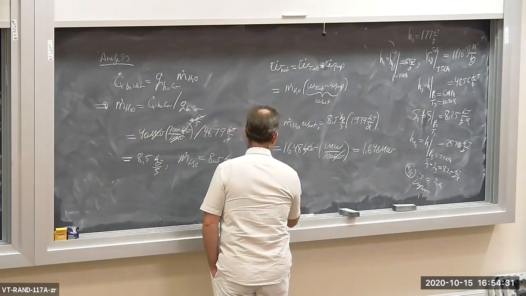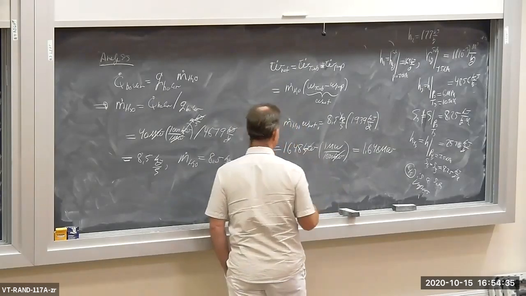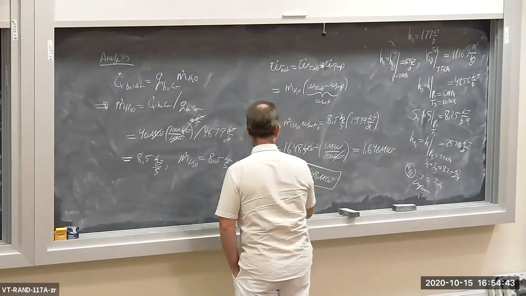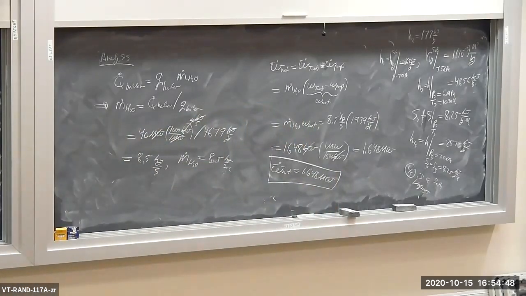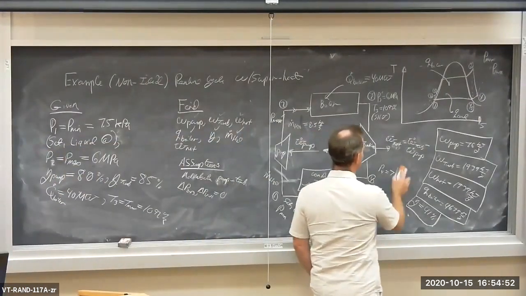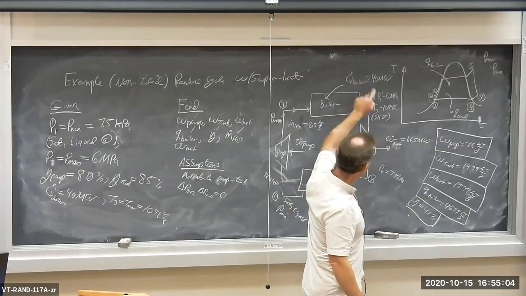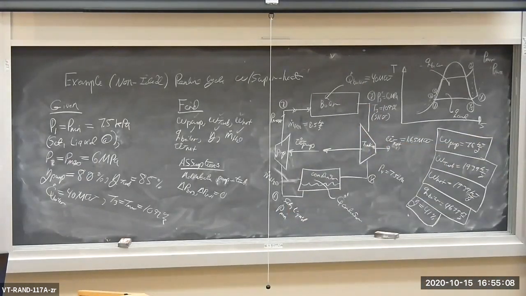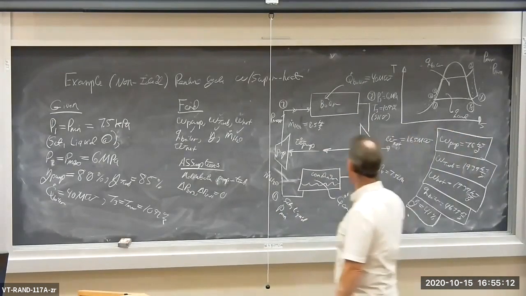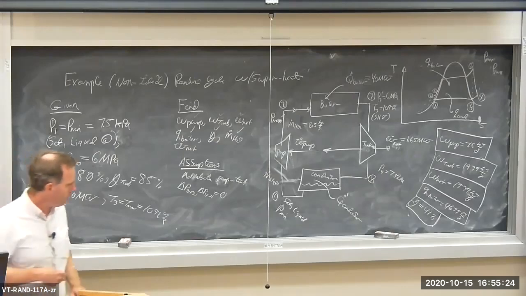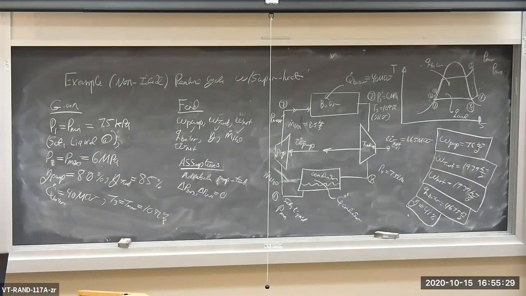So W dot net, the power produced by this power plant, is 1.648 megawatts. So 40 megawatts, oops. Did I make a mistake here? That can't be right. Q dot boiler is 40 megawatts. How did I make a mistake here? Oops, let me check my calculator one more time. That's not right. It should be 16.